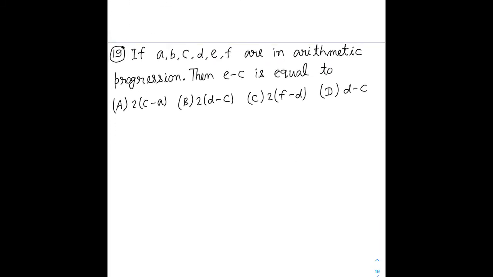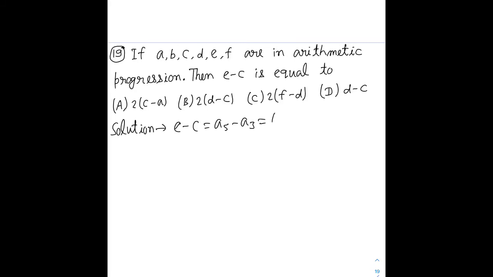Okay, question number 19. If A, B, C, D, E, F are in arithmetic progression, then you have to find E minus C. There are 4 options given. We can do it easily by putting some values, by the trial and error method, or by the proper method. If we do it by the proper method, E minus C has a gap of one term. Suppose C is the third term, A3, and E is the fifth term, A5. Are you getting it? So E minus C is A5 minus A3.